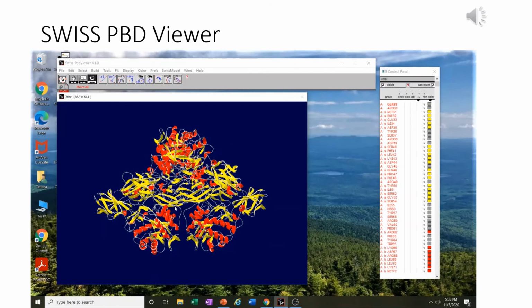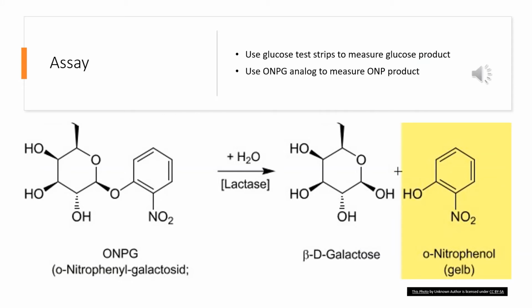Alpha helices are colored red and beta sheets are colored yellow. This coloring scheme matches with the amino acids box. There are two common ways to measure lactase activity. We can measure glucose levels in a solution over a period of time using glucose test strips.